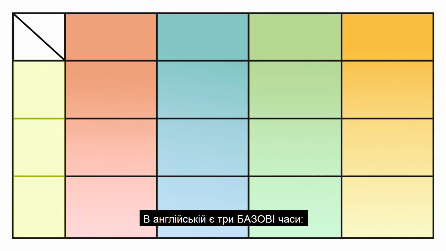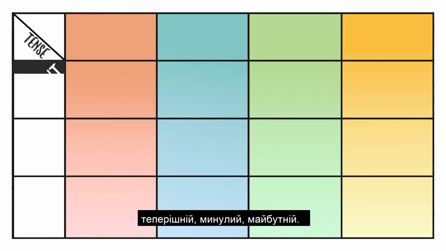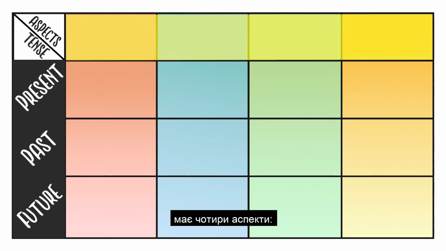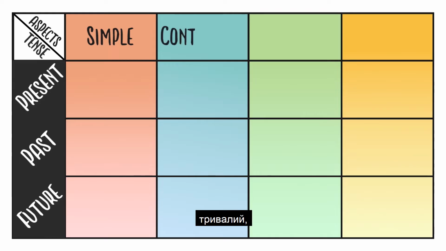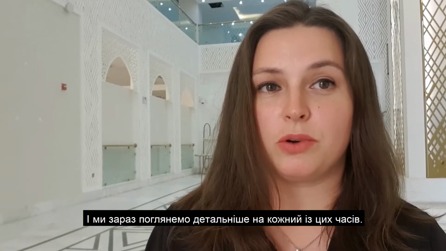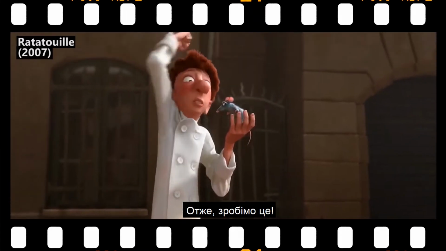English has 3 basic tenses: the present, the past, and the future. And each tense in its turn has 4 aspects: simple, continuous, perfect, and perfect continuous. And we are going to have a close look at each and every one of them. So let's do this thing!